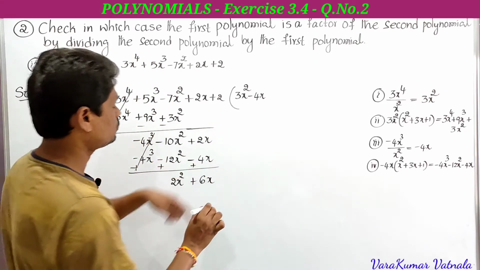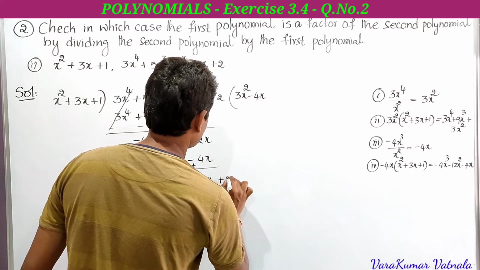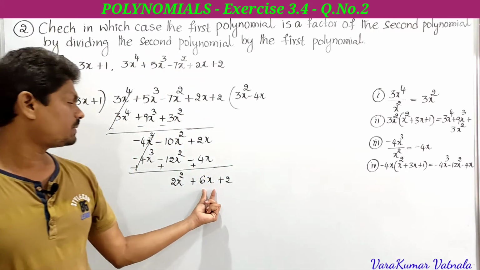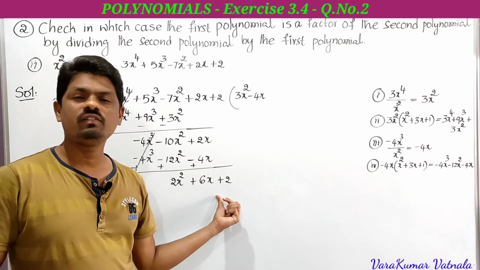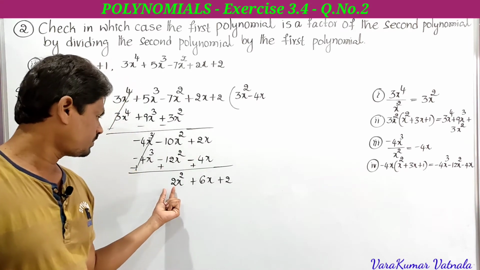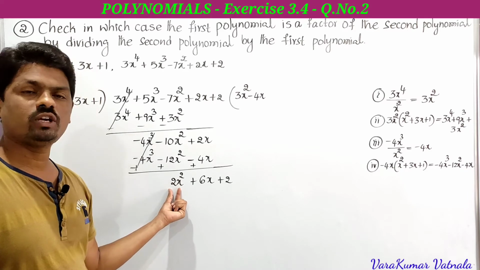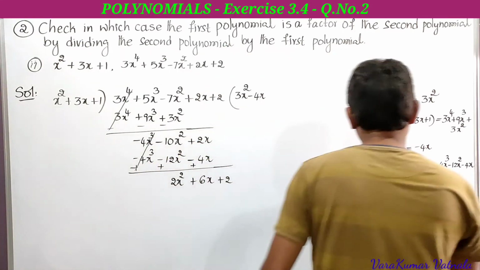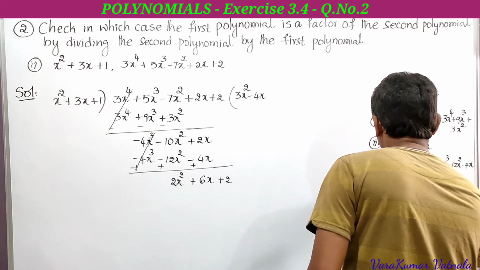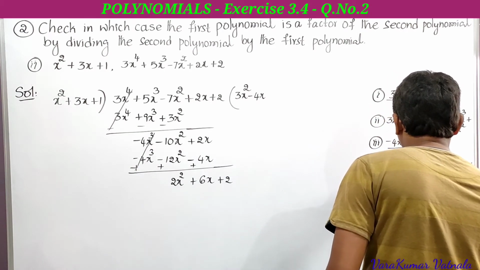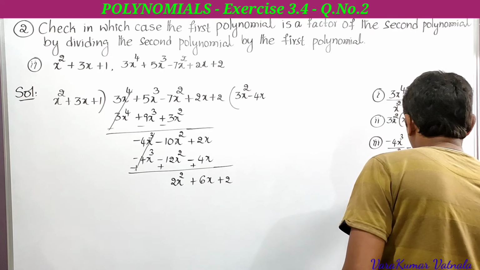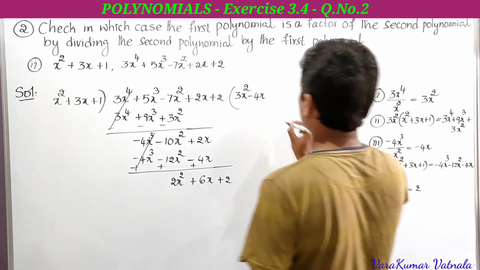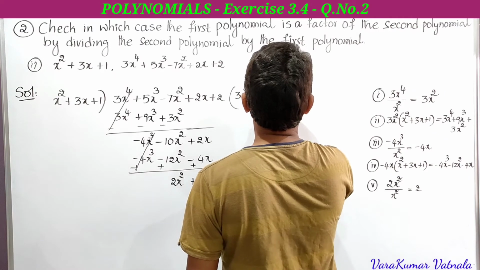So next to plus 2 is there. Take plus 2. So now 2x square plus 6x plus 2. This is the dividend. Again follow the same step. The highest degree term is 2x square. Divide 2x square by x square again. So next step we have to divide 2x square divided by x square. So we can get 2, x square cancel. Write 2 in the quotient area.